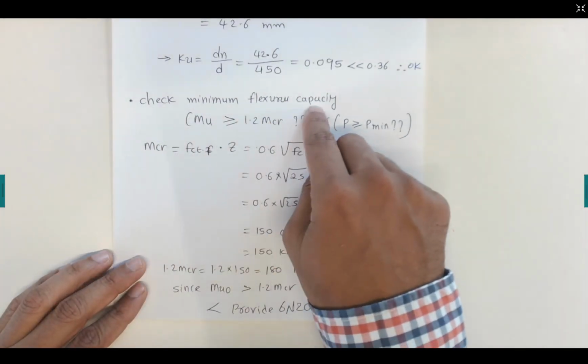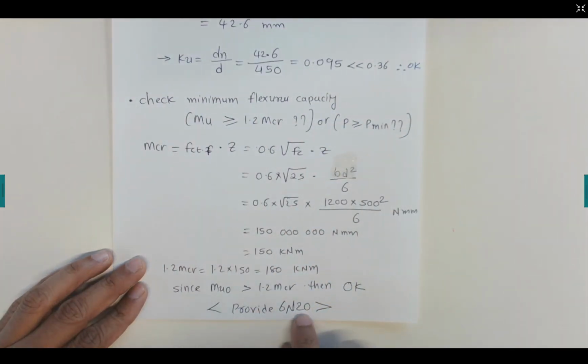So the minimum flexural capacity is okay, so we can provide 6 N20 bars.